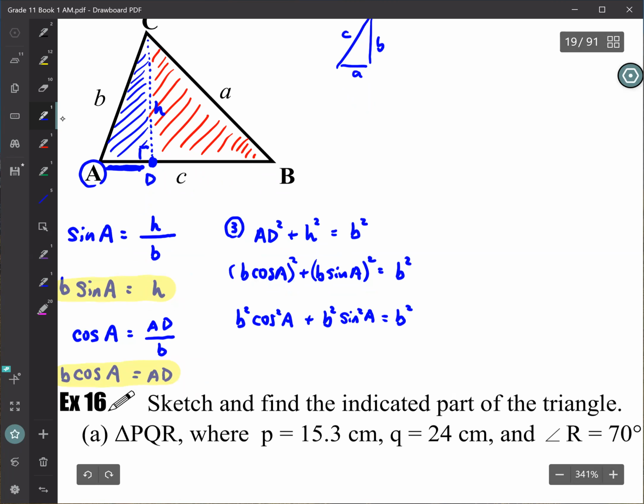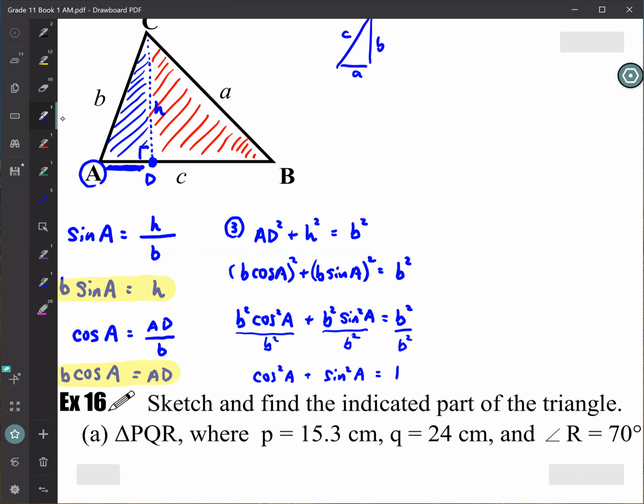Now you can see each one of them has a B squared. So I'm going to make it look simpler. Divide everything by B squared. Okay, on both sides divide by B squared. So you will end up with cosine squared plus sine squared equals 1, right? B squared divided by B squared will be 1. Okay, I'll give you some time to write this down.